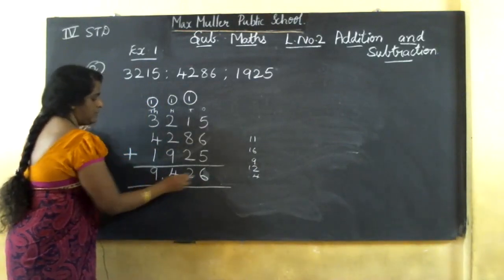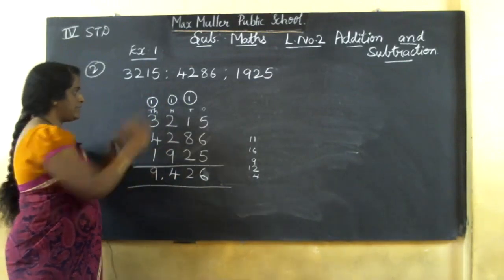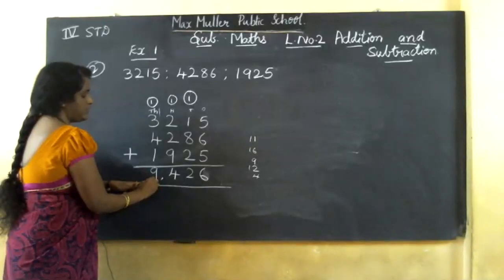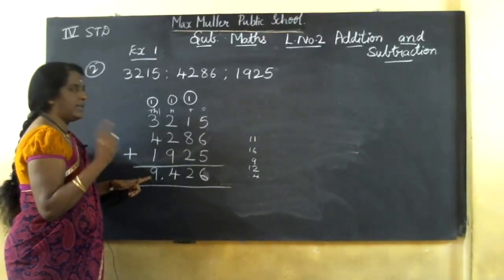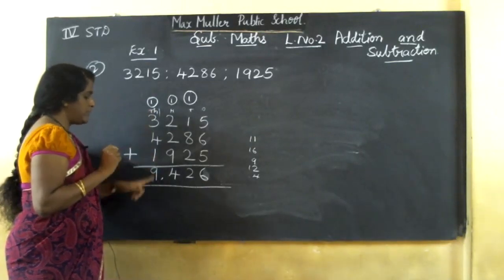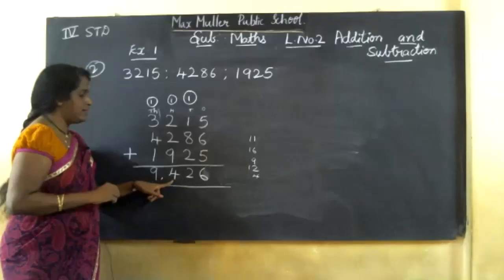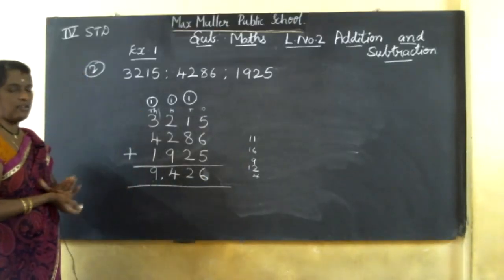Comma. Ones, tens, hundreds, comma. So 9,000. See, 1,000. This is thousands place. Thousands place is 9,000. 1 means 1,000. 2 means 2,000. Like that. This is in thousands place. The 9 there means 9,000. So it is 9,426. Got it? Copy down in rough notebook, children.